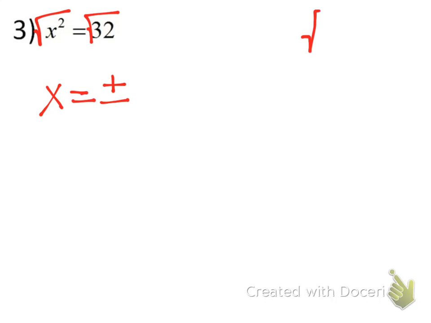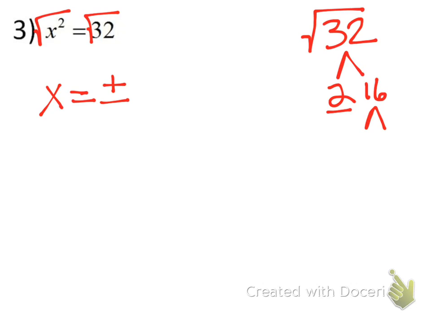Is 32 a perfect square? No. So off to the side, I want you to figure out what simplifies from this radical. What do you do? 2 and 16, okay? 2 is prime. What about 16?